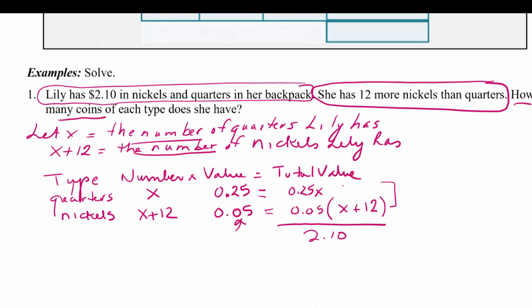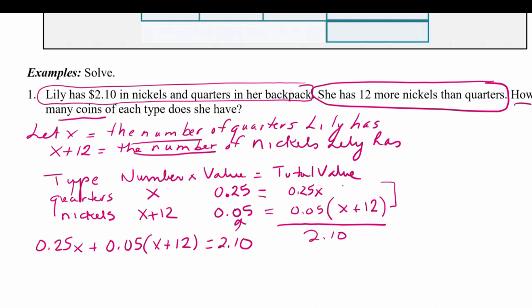So that's our equation. It's vertical here, but let's write it horizontally. So we have 0.25x plus 0.05 times (x plus 12) equals 2.10. Now I'll tell you, as you look at that equation, we're working in dollars, aren't we? That's why we have the decimals. But what would happen if we worked in cents instead?